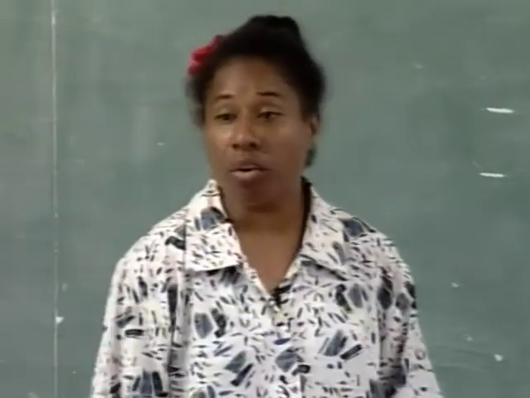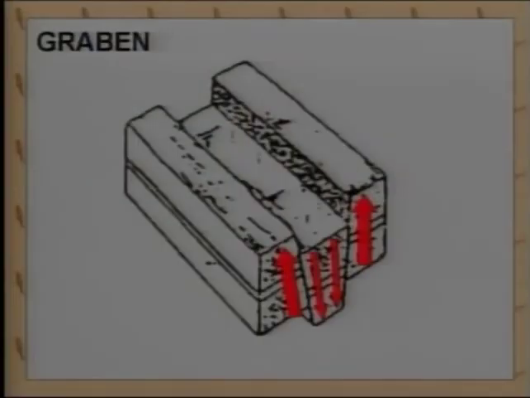Okay, we note the movement of the graben then. You see the arrows there indicate the displacement. The two blocks on the side here have moved up. The block in the middle has actually moved down along those two parallel faults. The depressed area is a graben.